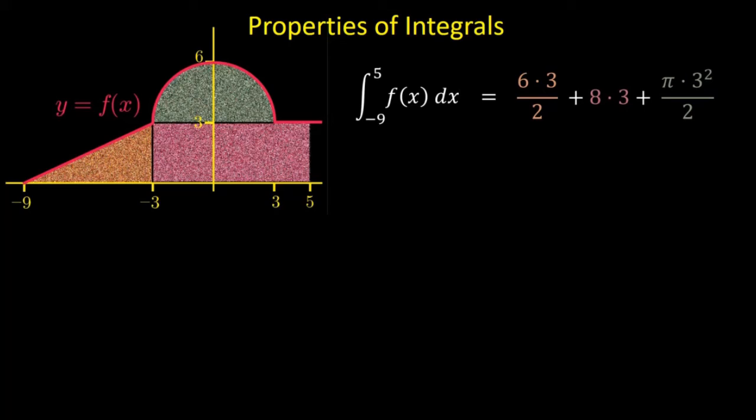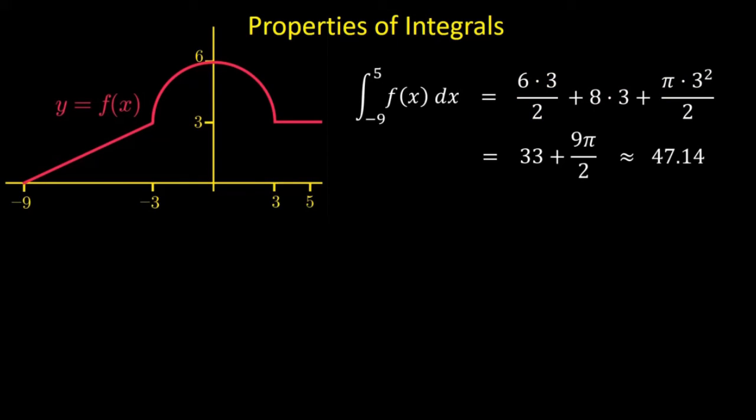So the first piece is triangular. The area of that is half times base times height. That's half of 6 times 3. For the rectangle, the area is length times width, 8 times 3. Now, a circle has area pi r squared with radius 3 in this case. We have half a circle, so that area is 9 pi over 2. And you just add them up. You get 33 plus 9 pi over 2. That's about 47.14.